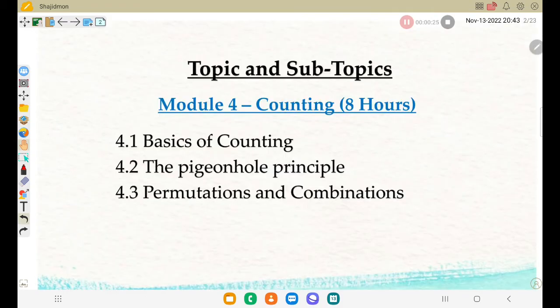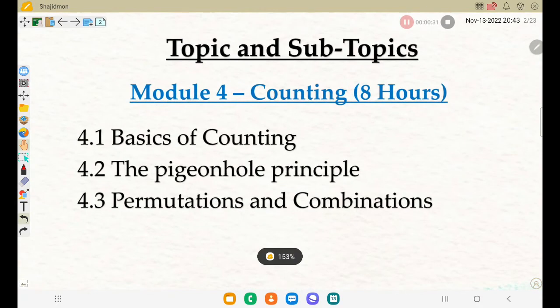Okay, so let's see what the topics and subtopics in module 4, counting, are. The first section is 4.1, basics of counting, the second is 4.2, the pigeonhole principle, and 4.3, permutations and combinations. As you know, these are little logical sections. In 4.1 we need to study the basic principles of counting, the multiplication rule and the addition rule. In 4.2 we have the pigeonhole principle, and the third is permutations and combinations.